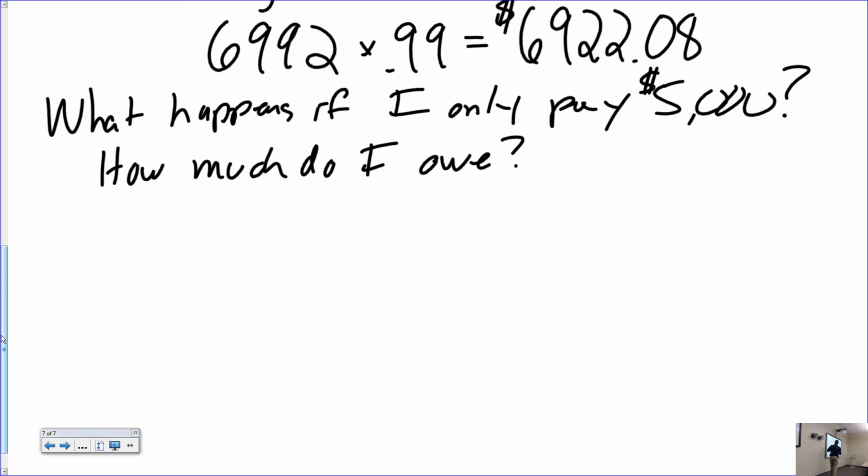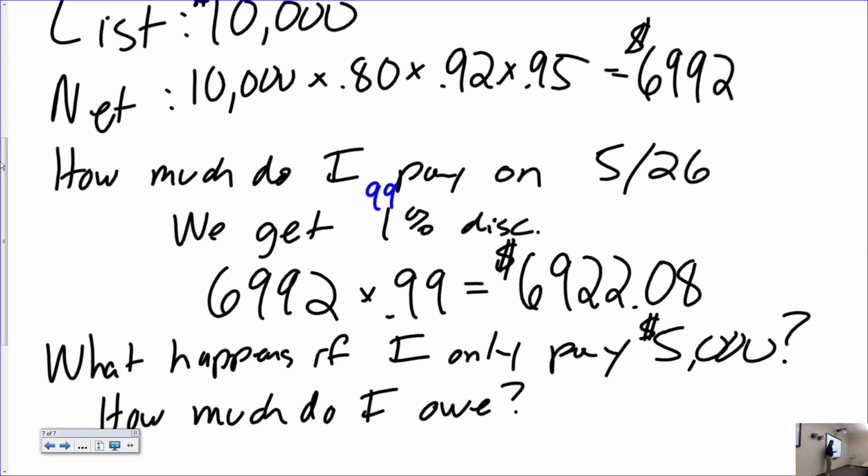So here's the tricky part, folks. Remember, this is the amount we owe only if we pay all of it. Technically, what do we owe? $69.92. We technically owe $69.92. So a better answer would be to take $69.92 and subtract $5,000. But we have to get that 1% discount in there, okay?